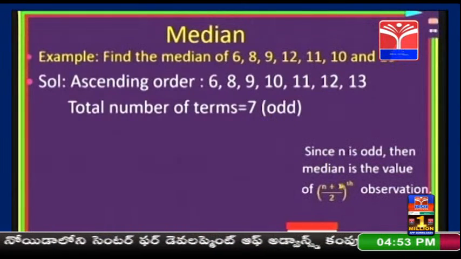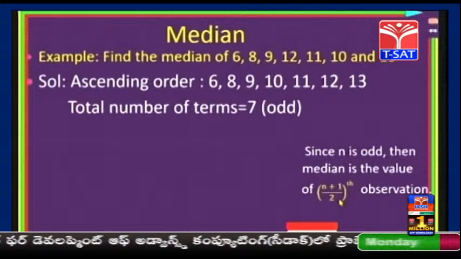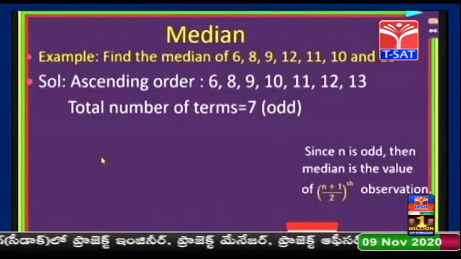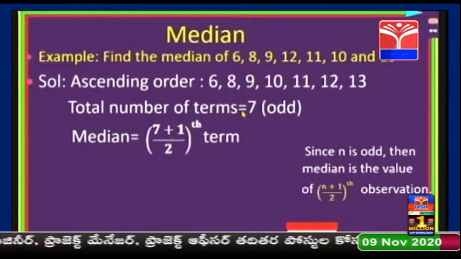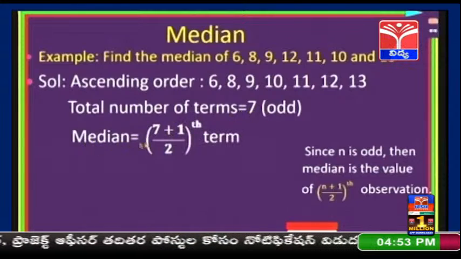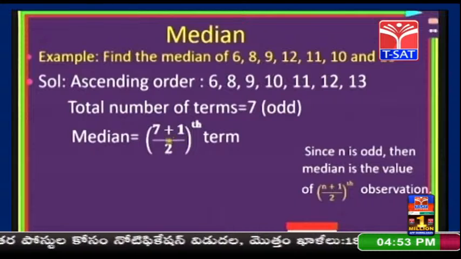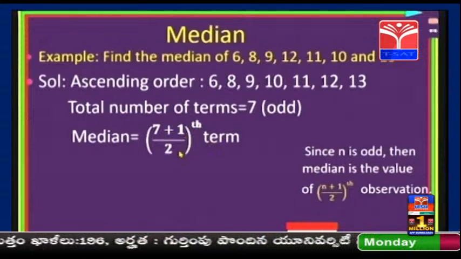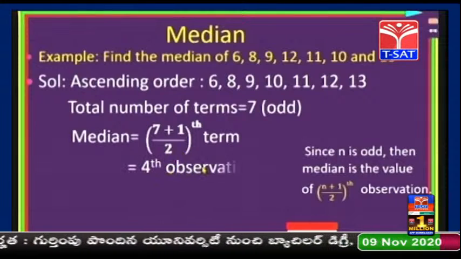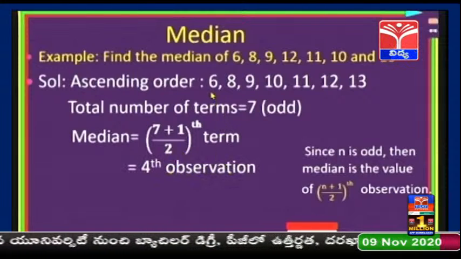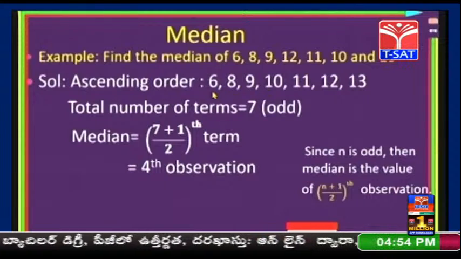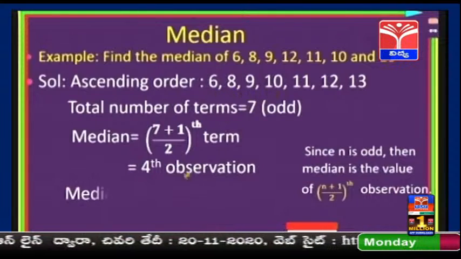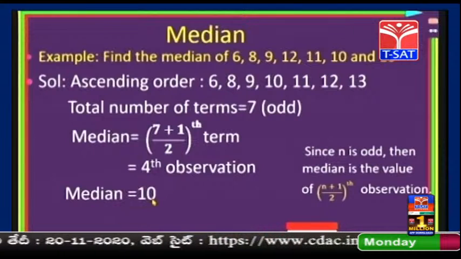Since n is odd, the median is the value of the (n plus 1) by 2th observation, as we have just seen. Here n is 7, so median is equal to (n plus 1) by 2, that means (7 plus 1) by 2, which is 8 by 2, which is the 4th term. So what is the 4th observation in ascending order? First, second, third, 4th, the 4th observation is 10. Therefore, the median is 10.